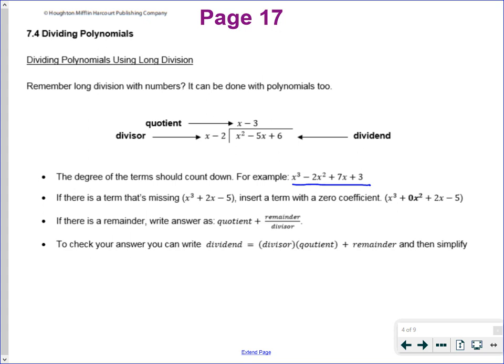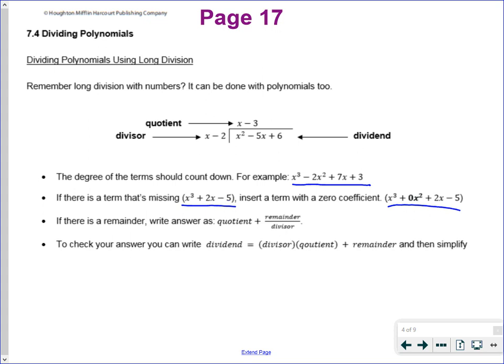That's what we want. And if there's ever a term that's missing, for example, we have x cubed plus 2x minus 5, we're missing that x squared term. We're going to put it in with a 0 coefficient. It's going to be kind of a placeholder. It helps make everything look nice and keeps everything organized when we're doing long division. Since we're doing long division of polynomials, we have a lot of variables, a lot of numbers, and a lot of degrees all over the place. You want to be as organized as possible, and putting in placeholders with 0 coefficients will make your life much, much easier.